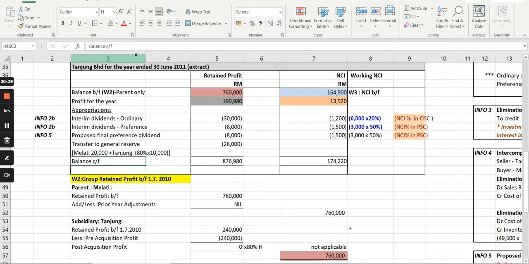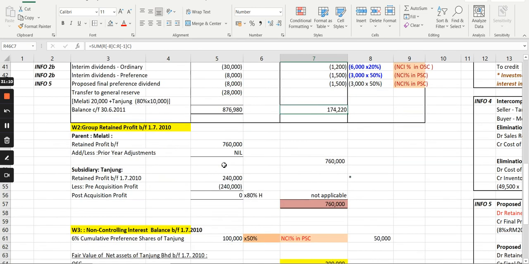876,980. This is the balance as at 30th of June 20, and again, this is the one as at 1st of July 2010. Okay, done. The non-controlling interest to be transferred to the SOPL would be 174,220. This is the one that you need to transfer as the group retained profit in your consolidated statement of financial position in case you are preparing them.